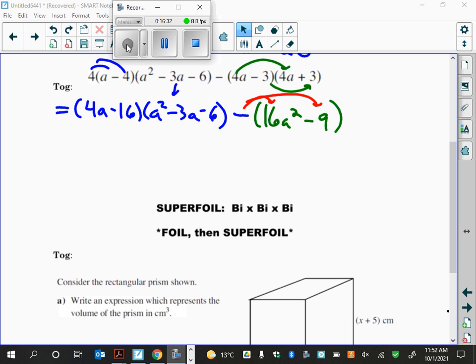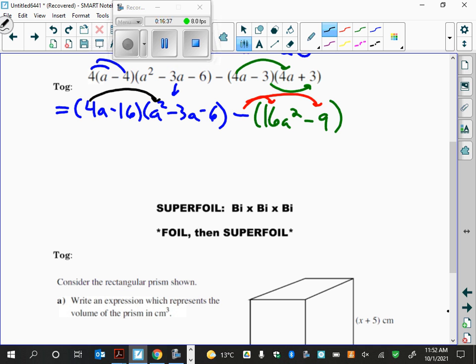Okay, let's see how you did with these black arrows. So you SuperFOIL. 4a times a squared is 4a cubed. 4a times negative 3 is negative 12a. a times a is a squared. And 4a times negative 6 is negative 24. Keep the a.